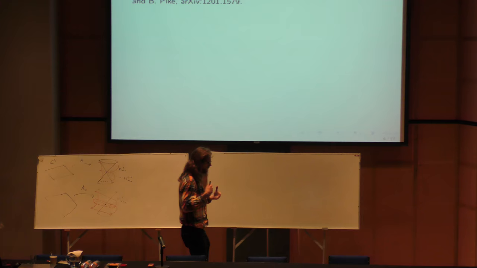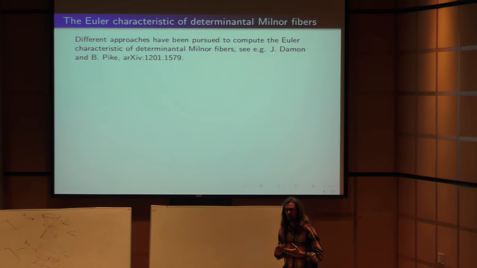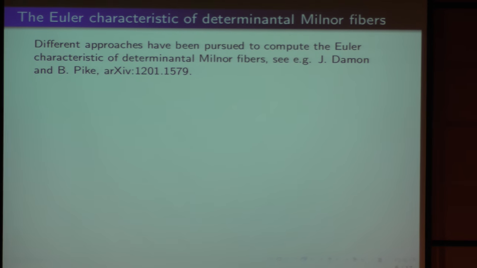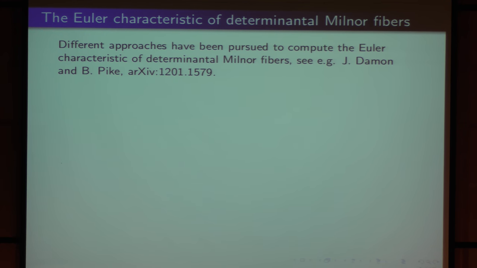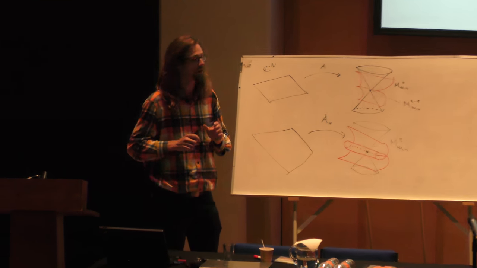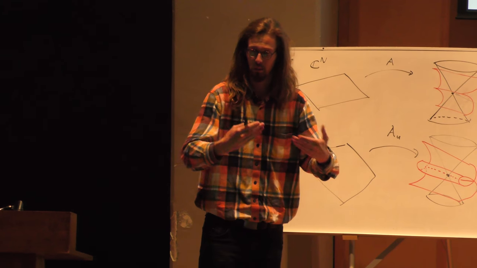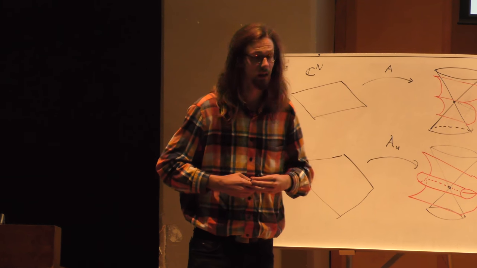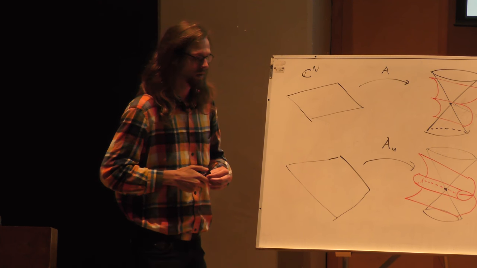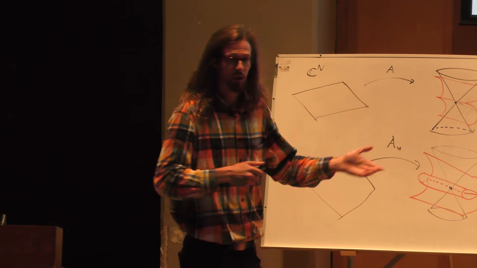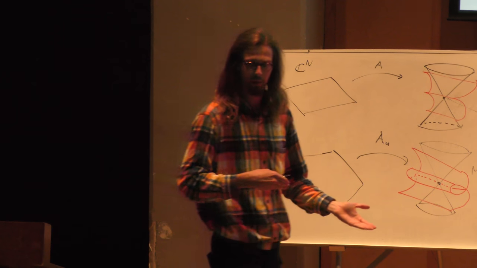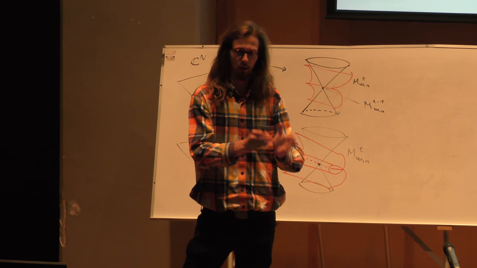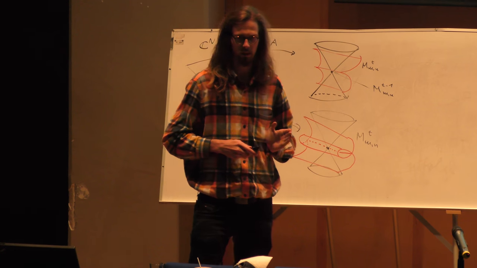There have been several different approaches to compute the Euler characteristic of these determinantal Milnor fibers. The first one I would like to mention here is due to Jim Damon and Brian Pike, who applied much more general machinery, where I have to admit that up to this day I did not really go through all the details of their article. But they found a way to compute the Euler characteristic of determinantal Milnor fibers, and this was the starting point of my thesis, because what they were able to compute revealed rather unexpected behavior.